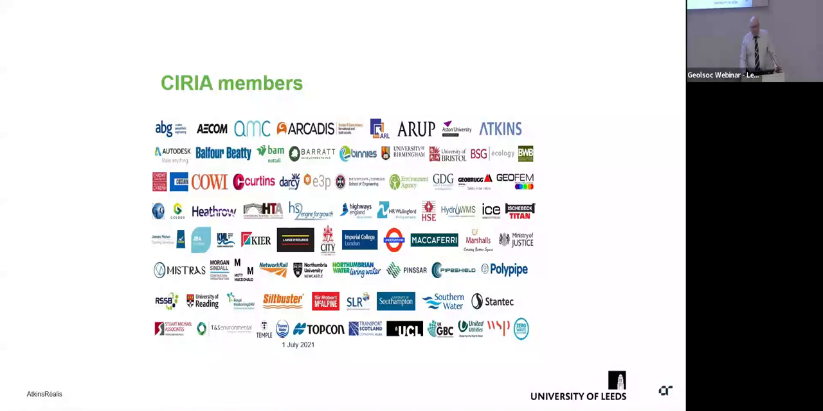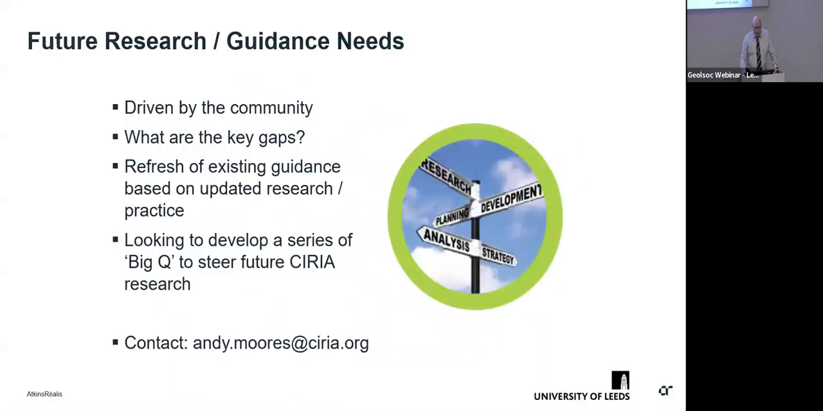So CIRIA is an organisation. How does it choose what it wants to do? Well, first of all, those research needs need to be driven by you, the community. There's no point in other people coming up with those ideas, because it has to drive and guide your activities. You need to identify what the key gaps are. There is a certain mechanism of updating older information when practice has changed or new science has developed. And you've got a series of guides in development looking at some of the really big questions and how we steer the future of the organization through principally you, the practitioners. That's not to say universities are uninvolved, but it has to face you practitioners.